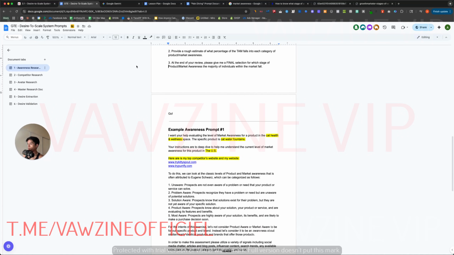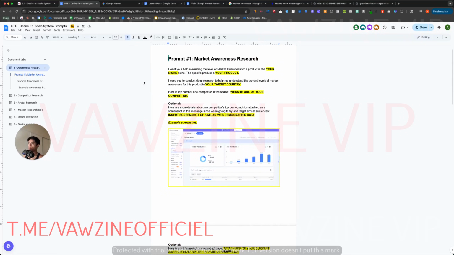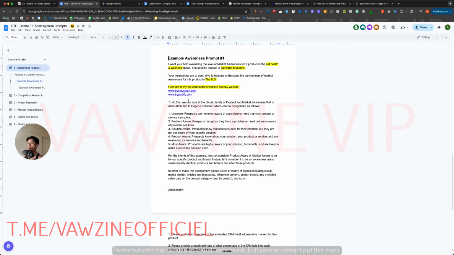So every single one of these prompts has, if you click on the tabs here, the actual prompt itself. This is what you watching this video right now are going to copy paste into Gemini or ChatGPT. So that's what you'll copy paste. You replace all the yellow information with your information. The second part of each tab is going to have an example prompt filled out. So what it should look like when you fill this out yourself.